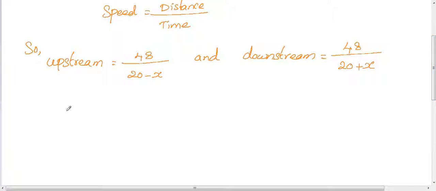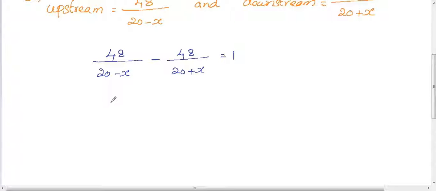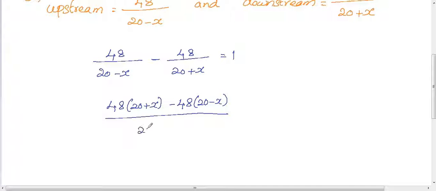So now equate these two, I mean the upstream and downstream equations, to 1. So 48 divided by 20 minus x, minus 48 divided by 20 plus x is equal to 1. So now take the LCD and equate. So we'll get 48 into 20 plus x minus 48 into 20 minus x, divided by 20 minus x into 20 plus x, equals 1.